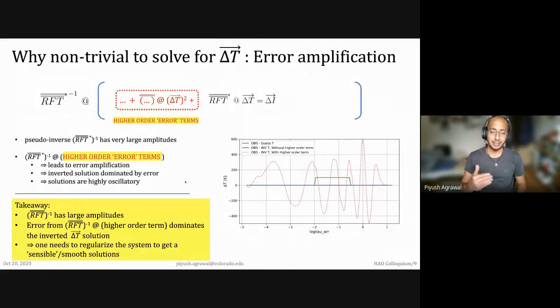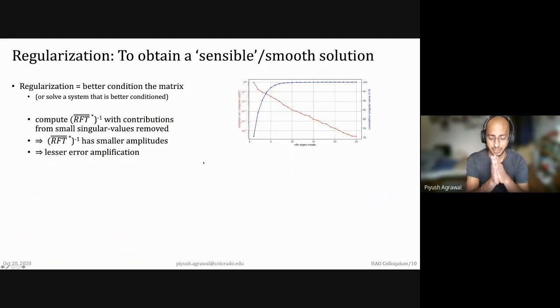So how do you deal with the error? You regularize your system to get a sensible or smooth solution, or in simple terms, a non-oscillatory solution. Regularization, in very simple terms, means that you are better conditioning the matrix, or solving a system which is better conditioned. Again, on the right side, I'm plotting the singular values. One of the points that I missed is that there are only about 11 eigenmodes that correspond to most of the information content in your system.